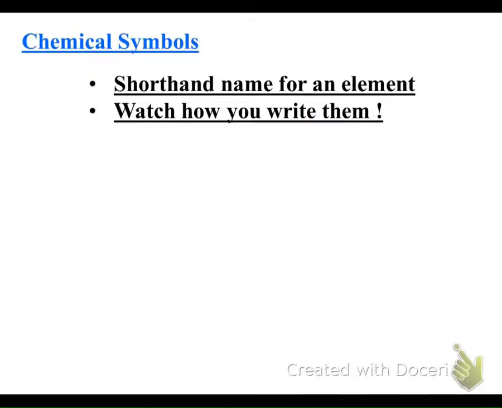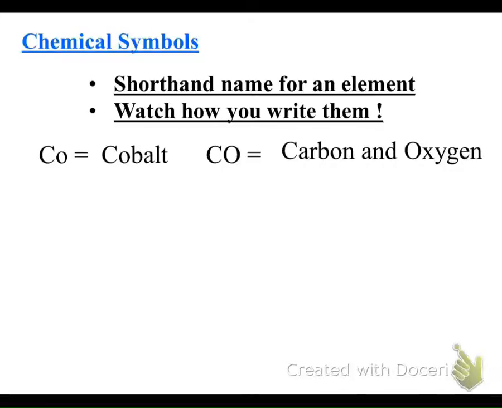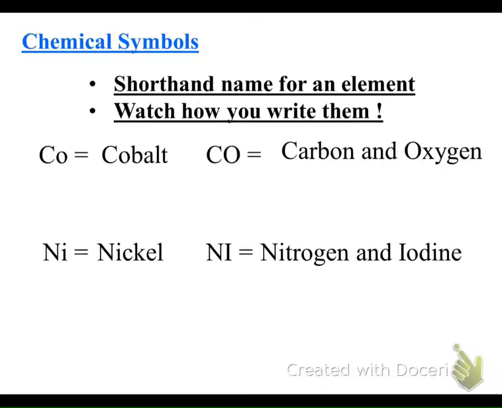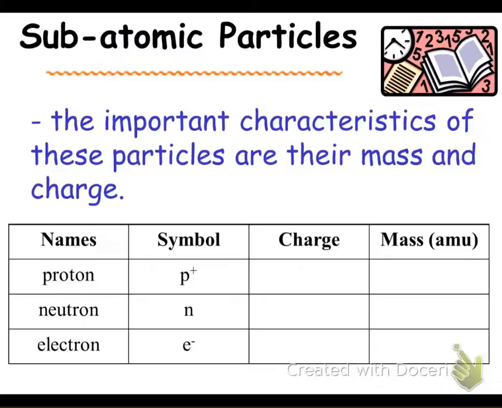When we talk about atoms and elements on the periodic table, please note that chemical symbols are the shorthand name for the element, and it's really important how you write them. Some people who have really terrible handwriting need to be careful when writing chemical formulas and chemical equations, because Co, with a little o, is cobalt, while CO, with a big C and a big O, is carbon and oxygen. You've got to be really deliberate in writing these chemical formulas correctly. Big N, little i, Ni is nickel, while big N, big I, NI is nitrogen and iodine. So again, watch how you are writing things.